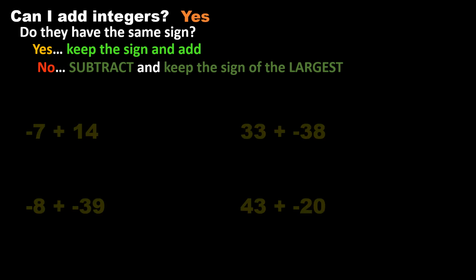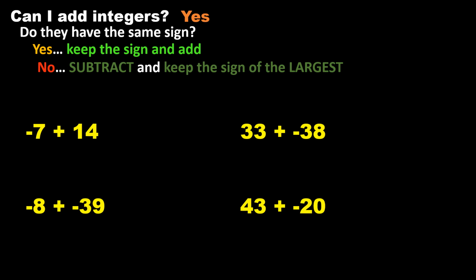So let's look at what this looks like then. We've got these first four problems, once again, that we're going to start with on your packet. So my first one says negative 7 plus 14. Now, the math, once again, is not difficult math. These are very basic math problems when I get down to the math itself. It's knowing, am I going to add, am I going to subtract, right? And then which sign is going to be kept with my answer. That's the key to being able to be successful on this lesson.